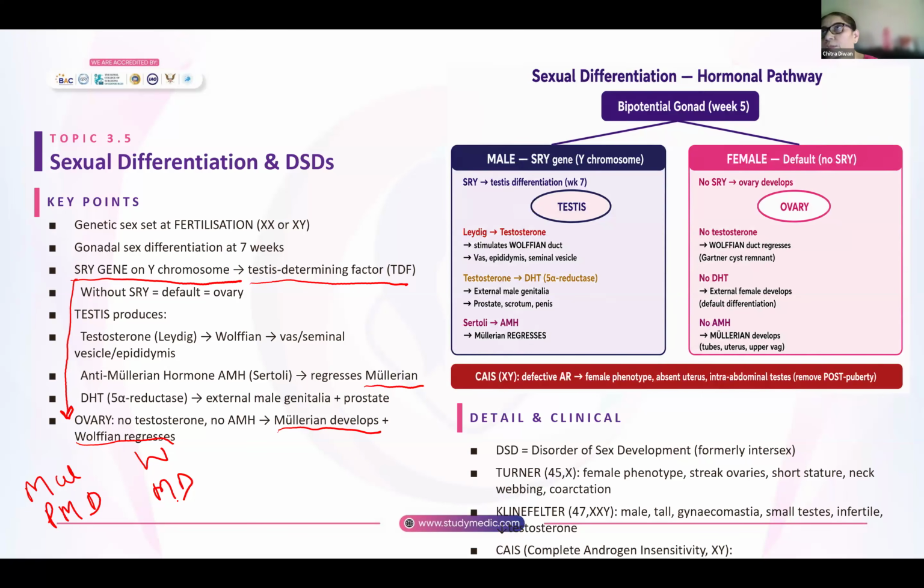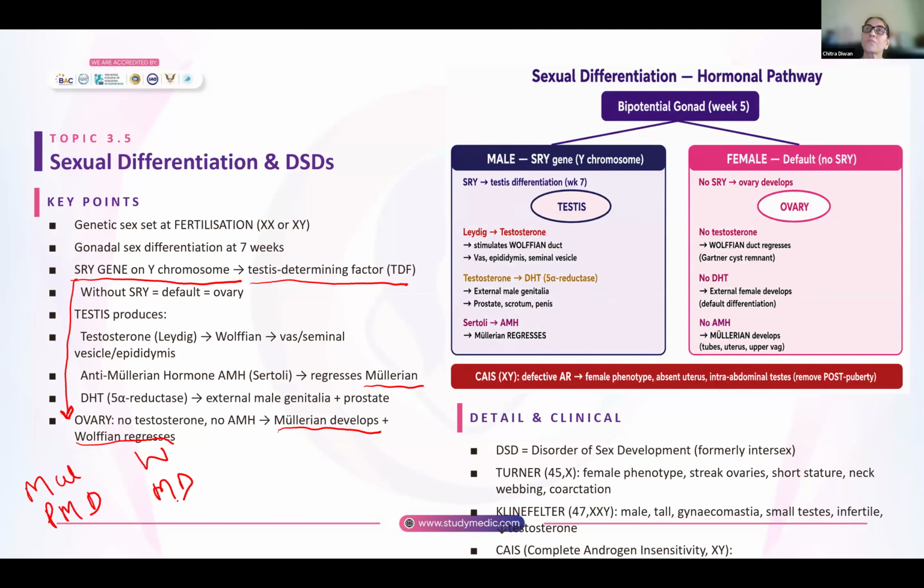Now coming to disorders of sexual development. Previously it was called intersex, but now we call it disorders of sexual development. The ones that you should be aware of are Turner, Klinefelter, and complete androgen insensitivity.